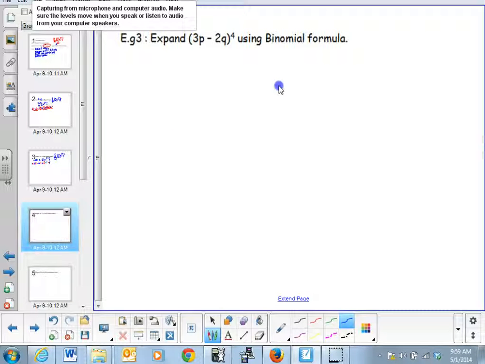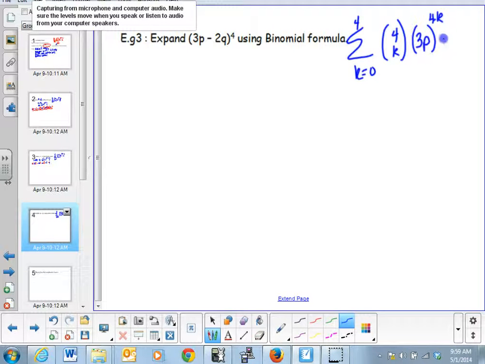Okay, this one's going to be a lot more exciting because we have 2 variables and 2 different coefficients that are going to really affect our coefficients of our polynomial once we expand it. So general form, sigma notation, k goes from 0 up to 4. Good news, only have to do 4 terms. Combination, 4 taken k times in general. And then here it gets really exciting. 3p to the 4 minus k power times negative 2p to the k power.